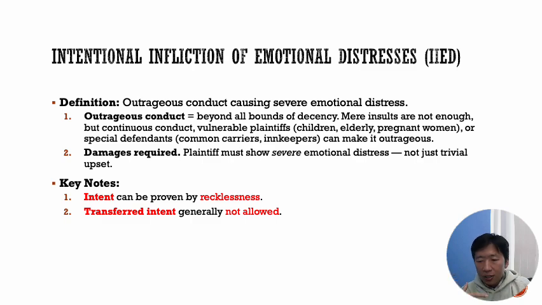Or in a circumstance with some special defendants, like the common carriers and innkeepers. For example, a school bus driver insults a child, and that constitutes outrageous conduct. The second element is damages required. The plaintiff needs to demonstrate emotional distress, not just trivial upset. So those are the two elements.